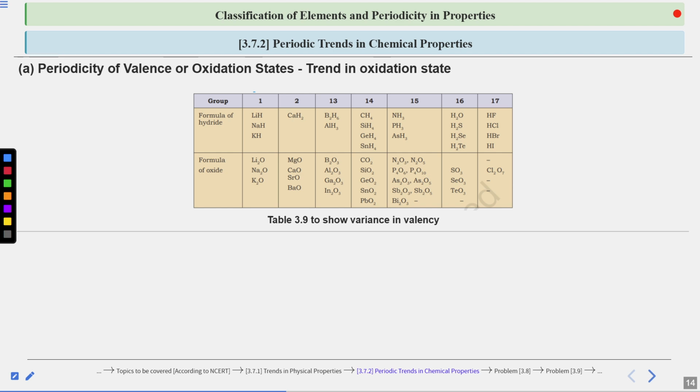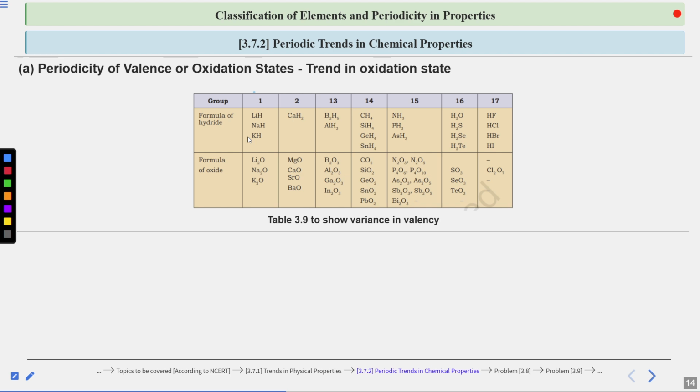What will be the oxidation state of all three in the given compounds, LiH, NaH and KH? So it will be +1. Are you getting my point? So in group 1, lithium, sodium and potassium will have an oxidation state of +1. Whereas your hydrogens will have an oxidation state of what? I am leaving this question to you. In case of group 1, what will be the oxidation state of hydrogen?